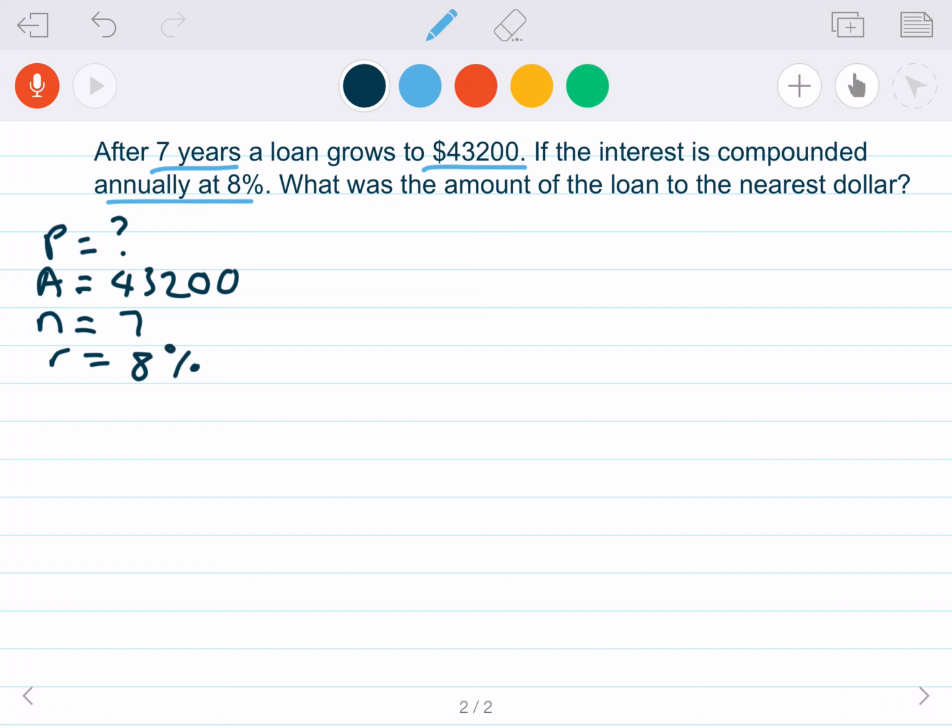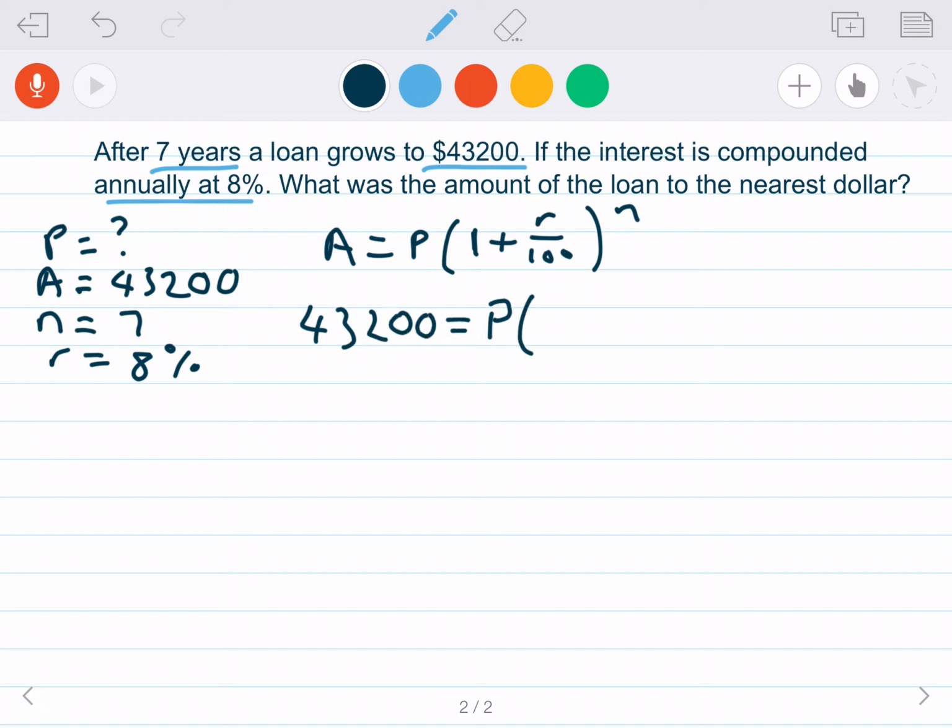Okay, so first we just need to actually figure out our value in our bracket. So I'm going to write our equation. Normally it's put like this. A is equal to our principal times 1 plus our rate over 100, and the amount of years up there. So you can just fill in the blanks for this. So A, this is $43,200. Principal we don't know, so we leave that as P. 1 plus 8 over 100, and our end value is 7 years.